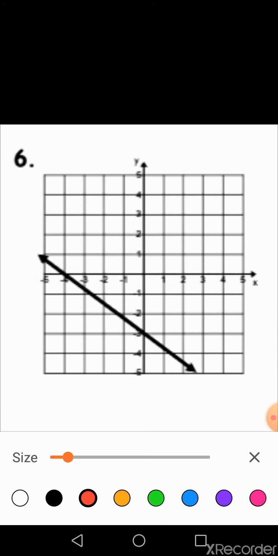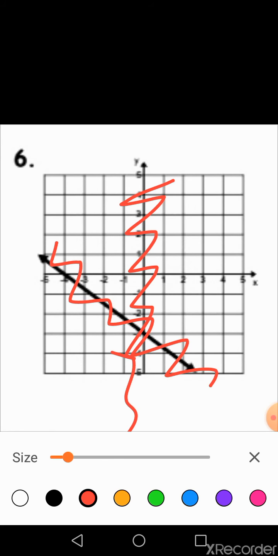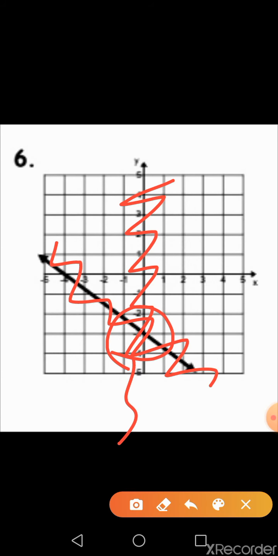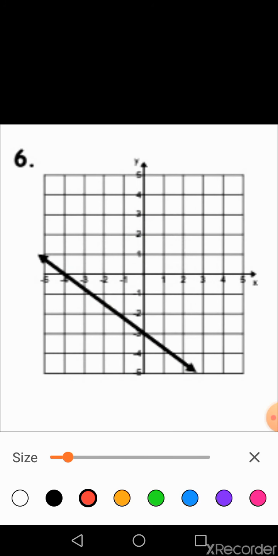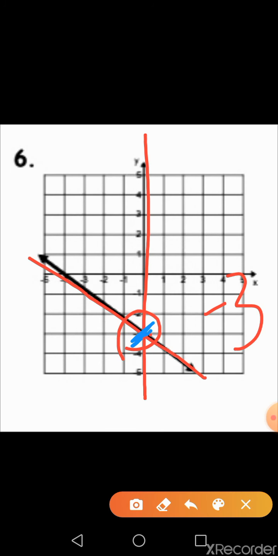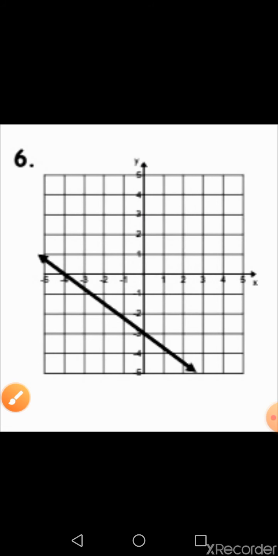The y-intercept is where the graph intersects with the y-axis in only one point, so it will be here. Again, the y-intercept is where the y-axis intersects with my graph in only one point. So the y-intercept here is negative 3, this point. Amazing.